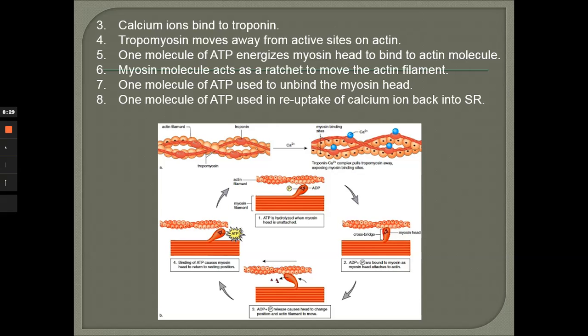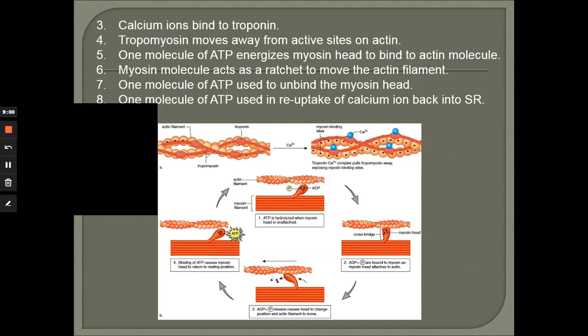Now once those heads use ATP to pop off and relax back down, it slides back. That's a relaxed muscle. After that contraction, we're going to need one molecule of ATP to move all of those calcium ions back into the sarcoplasmic reticulum. You actually need one molecule of ATP to move 2 calcium ions back into the sarcoplasmic reticulum.